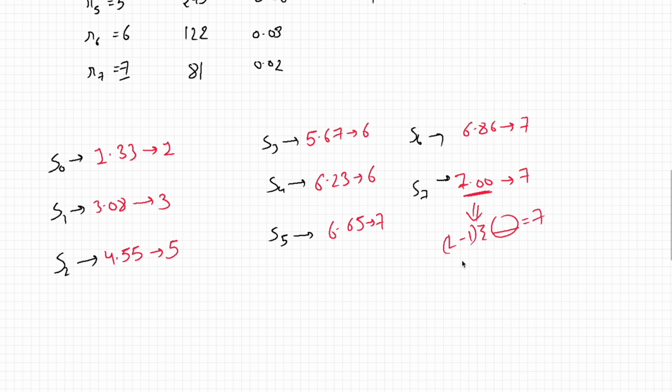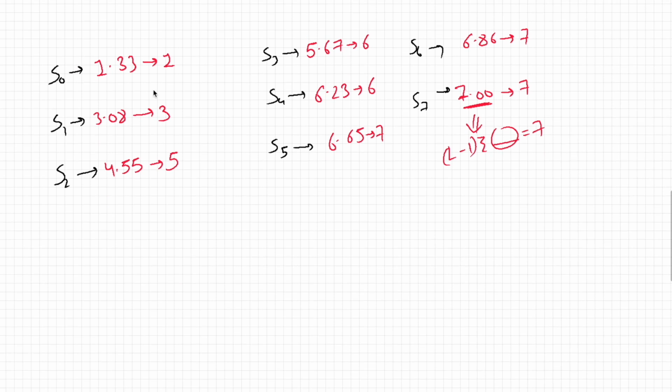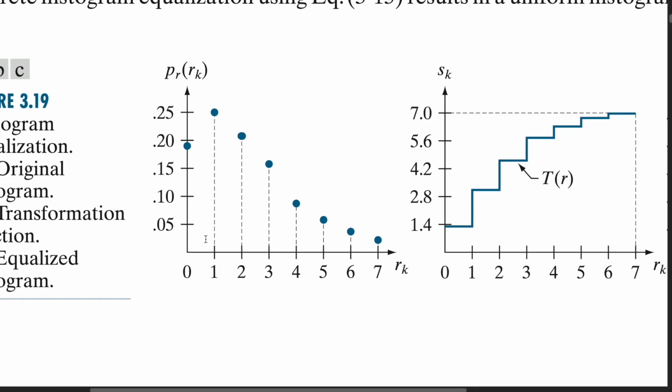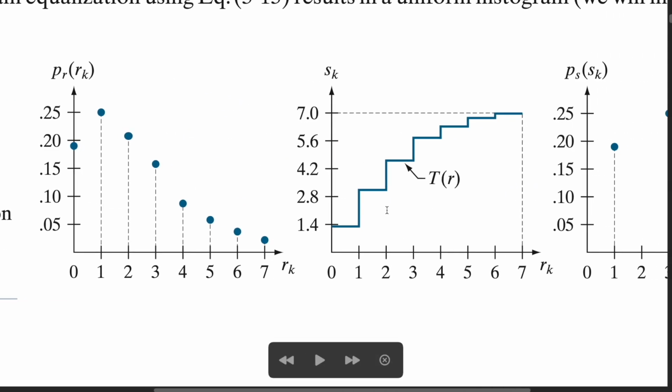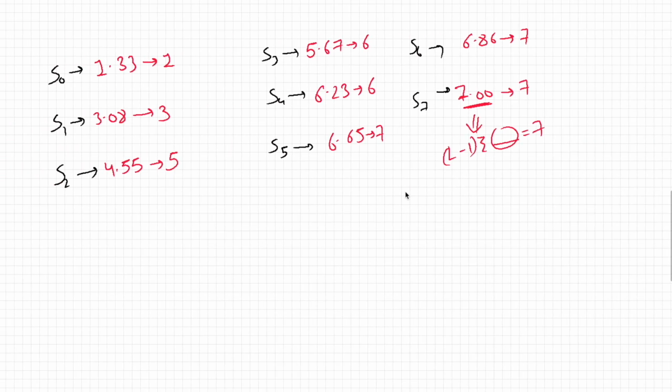Once we get this mapping, so now we have this mapping, right? 0 will map to 1, 1 will map to 3, 2 will map to 5. We can actually draw the relationship between S and R. This is what is drawn here. This is the transformation function, these are the input values, and this is what will be mapped to the output values. This is not rounded off, so once we round off we will get much fewer steps. So yes, now we have the mapping.